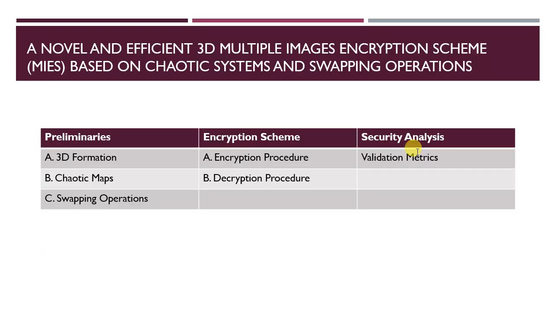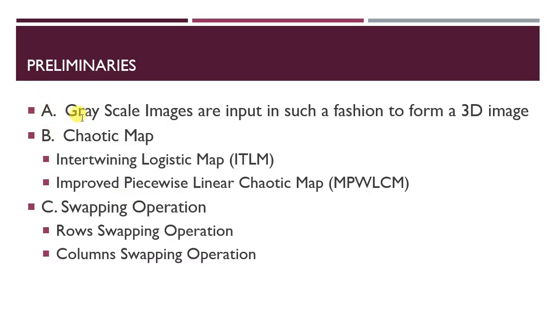Preliminary, as we are talking about the preliminary, there are three subparts in the preliminaries. The first one is 3D formation, then the chaotic maps, and then the swapping operation. So first, grayscale images are input in such a fashion to form a 3D image. A pile of 3D image is formed. How is this pile formed? The multiple images must have the same resolution. Each and every image must have the same resolution, meaning that their dimensions must be the same. So these grayscale images are put over one another to form a 3D pile.